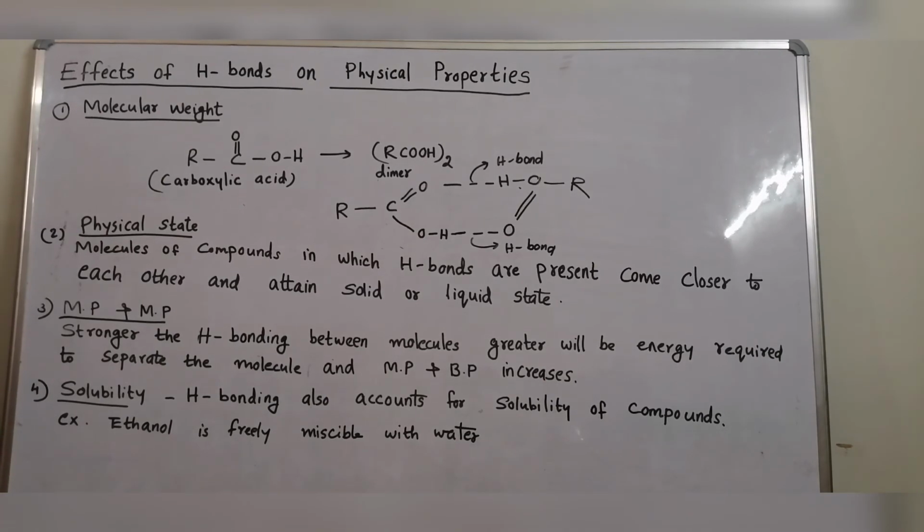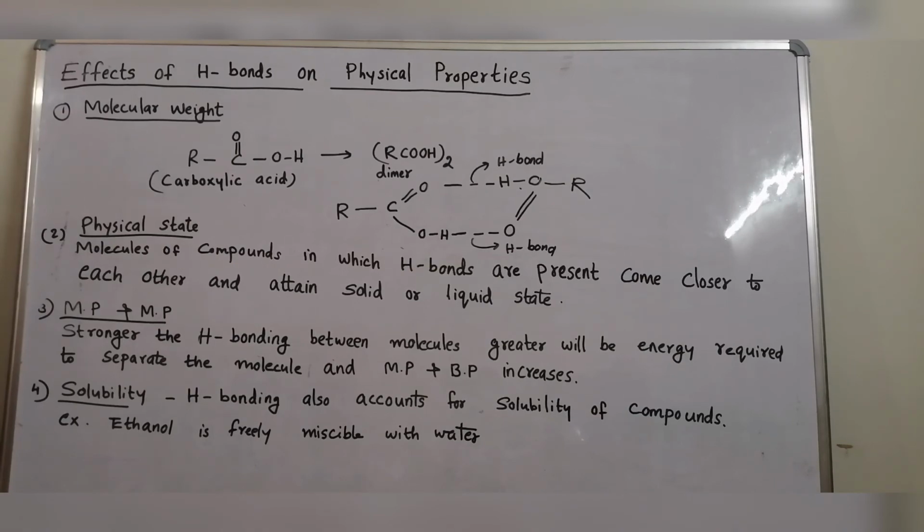The fourth one, solubility. Hydrogen bonding also accounts for solubility of compounds. The lower alcohols, methanol and ethanol, are highly soluble in water. Ethanol is freely miscible with water because of hydrogen bonding.